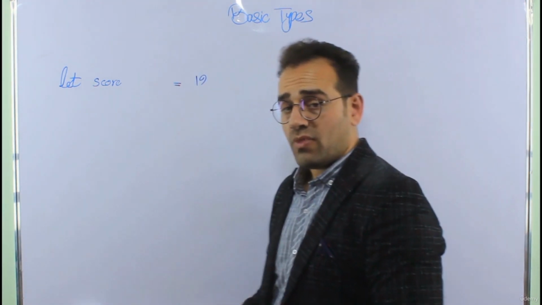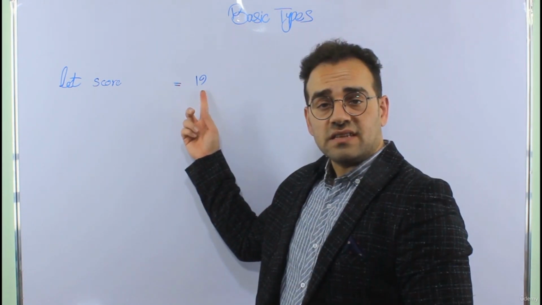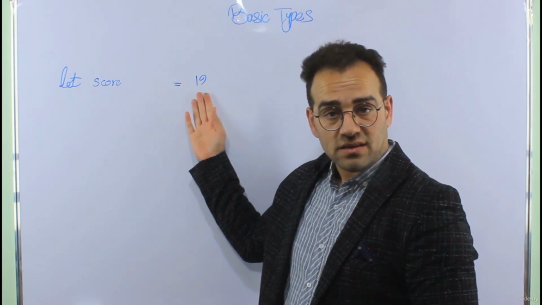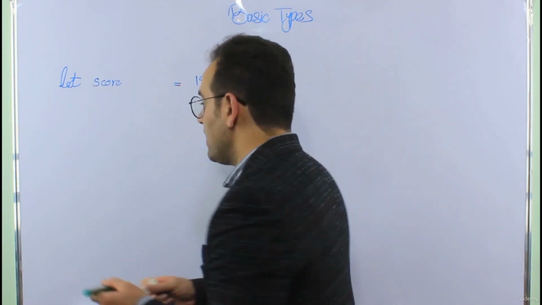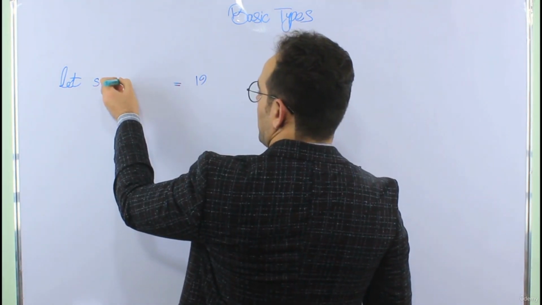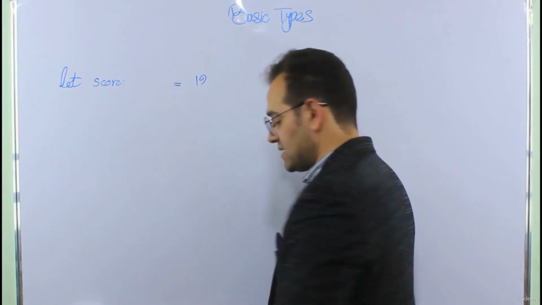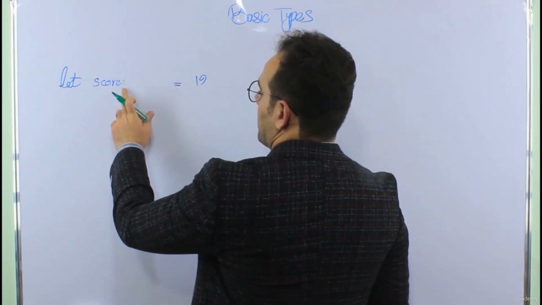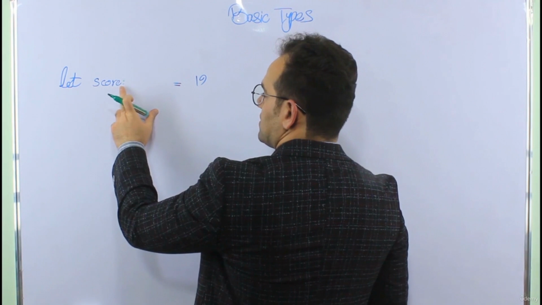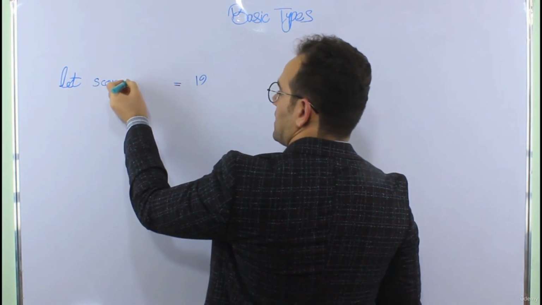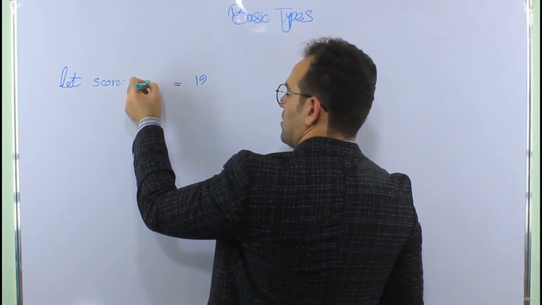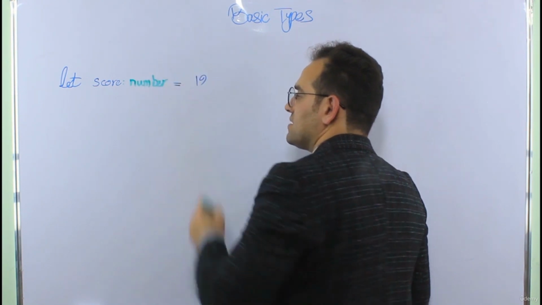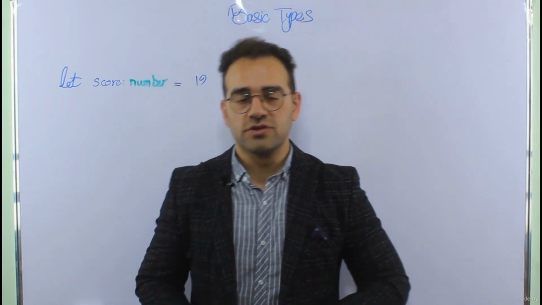Now, what is the type of this 19? We know that 19 is of type number. Therefore, in TypeScript, we are required to type annotate our variables. So 19 is of type number. I'm going to add in front of this score a colon, and then I'm going to say number. And that's it. That is the solution to this challenge.